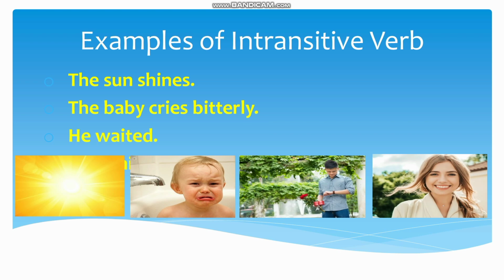Okay, for example, the sun shines. Here this is an example of intransitive verb and we do not need an object to complete the action of the verb, and the verb does not require an object to complete the action because the action is taking place but it is not transferring and it is not passing over to the object. Okay, the baby cries.